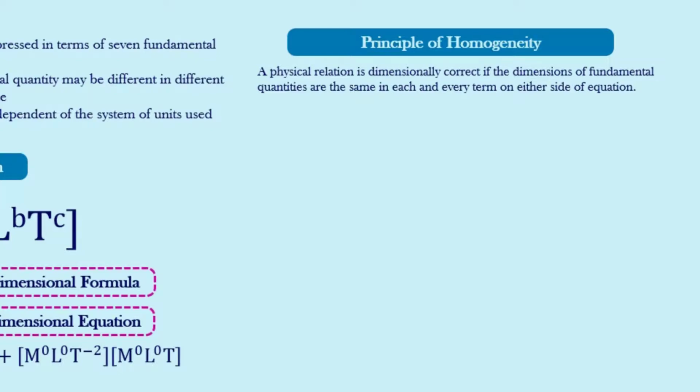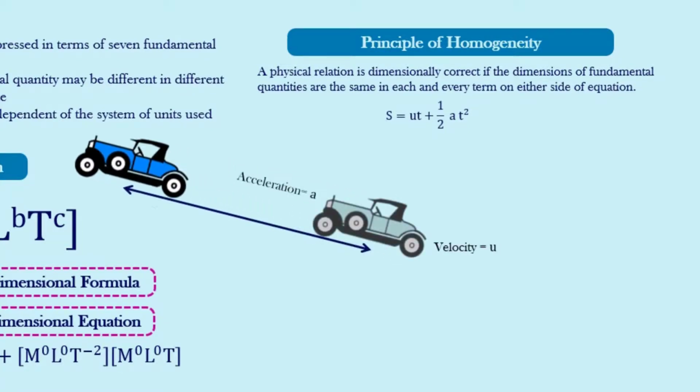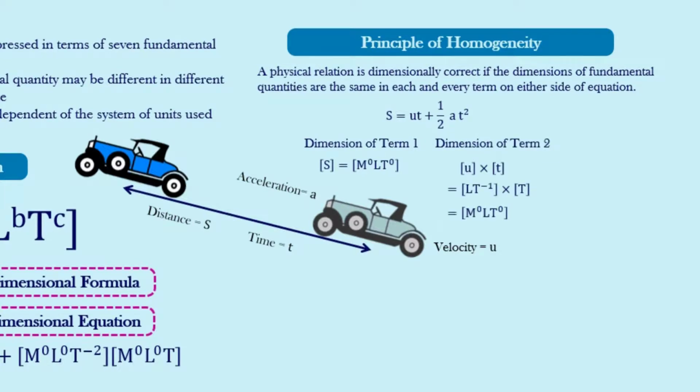Consider the following physical relation: s equals ut plus half at squared, where s is the distance traveled by a car having initial velocity u and acceleration a in time t. If we find the dimensions of each of the terms, then we can find out whether the dimensions of the left-hand side are the same as the right-hand side. If a physical relation is not dimensionally homogeneous, then the equation is incorrect.